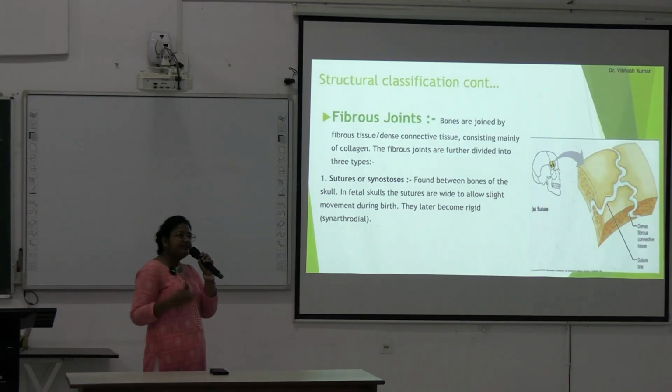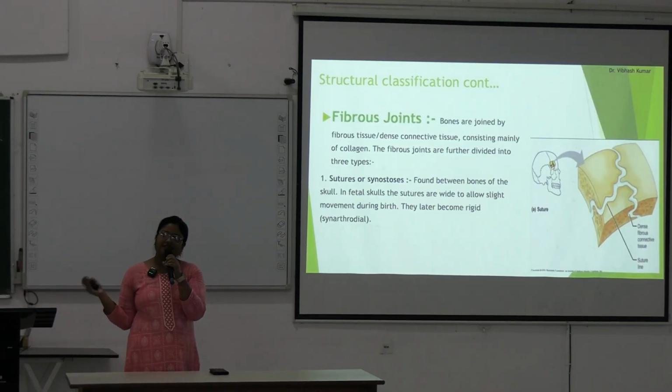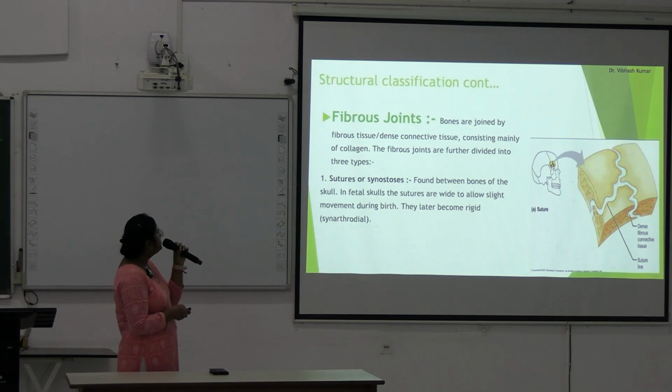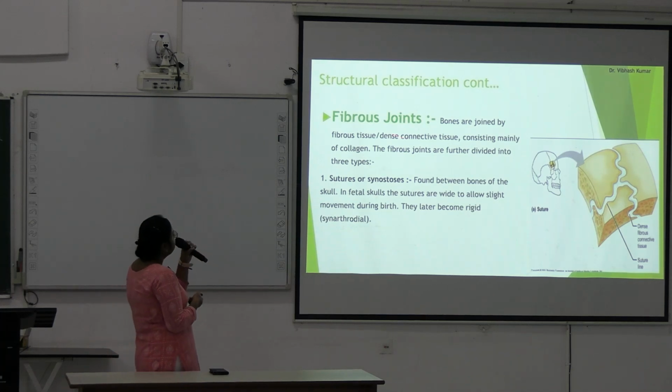So now we will discuss the individual joints in detail. Okay. So first the fibrous joint. In fibrous joints, bones are joined by fibrous tissue or dense connective tissue consisting mainly of collagen fibers. And the fibrous joints are further divided into three types. First is sutures, or synostosis.